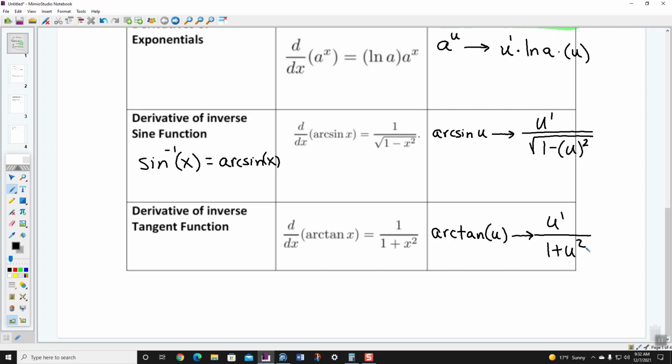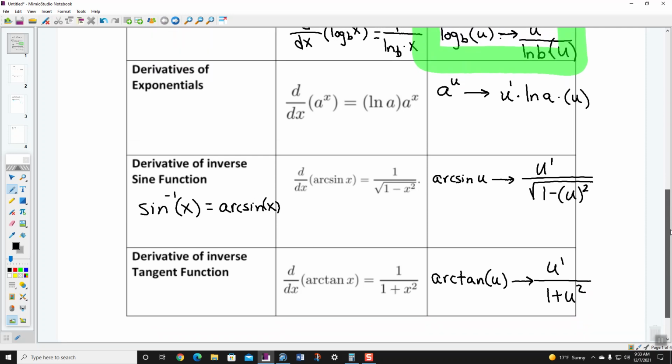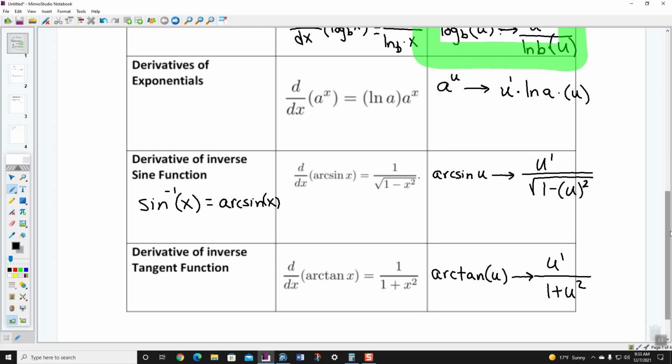Anybody need to see those again to make sure you got those down correctly? Again, it's just a matter of transferring everything that's just a function of x into a function of u, where u is going to be some more complex function in terms of x. Give me a show of hands if you're ready to move on to the next page here. All good? Far corner, you boys good back here?